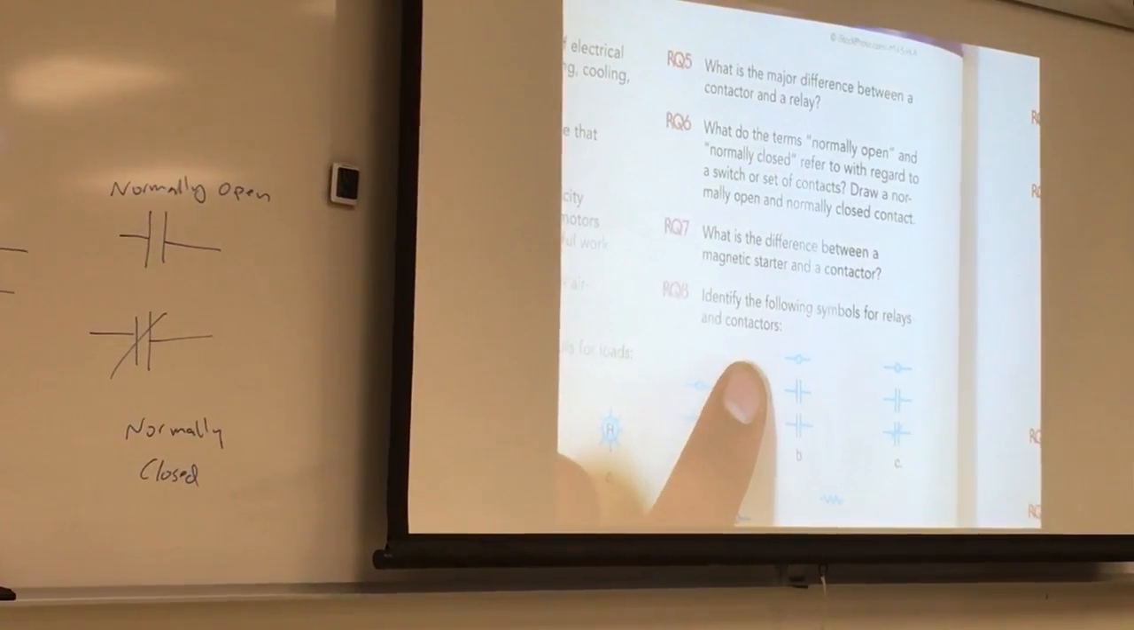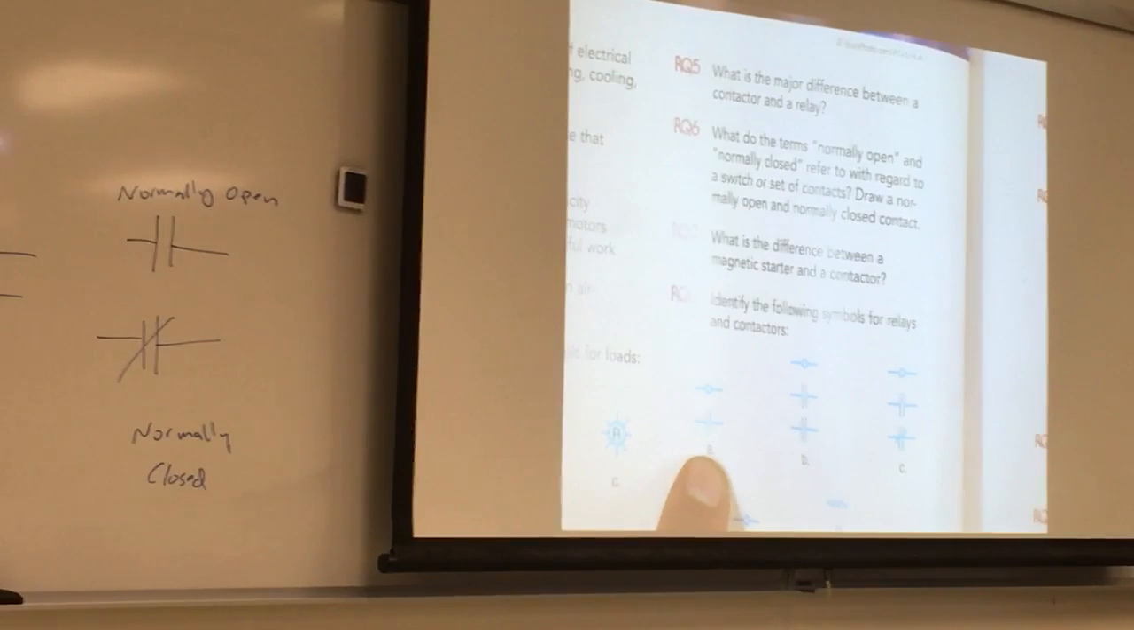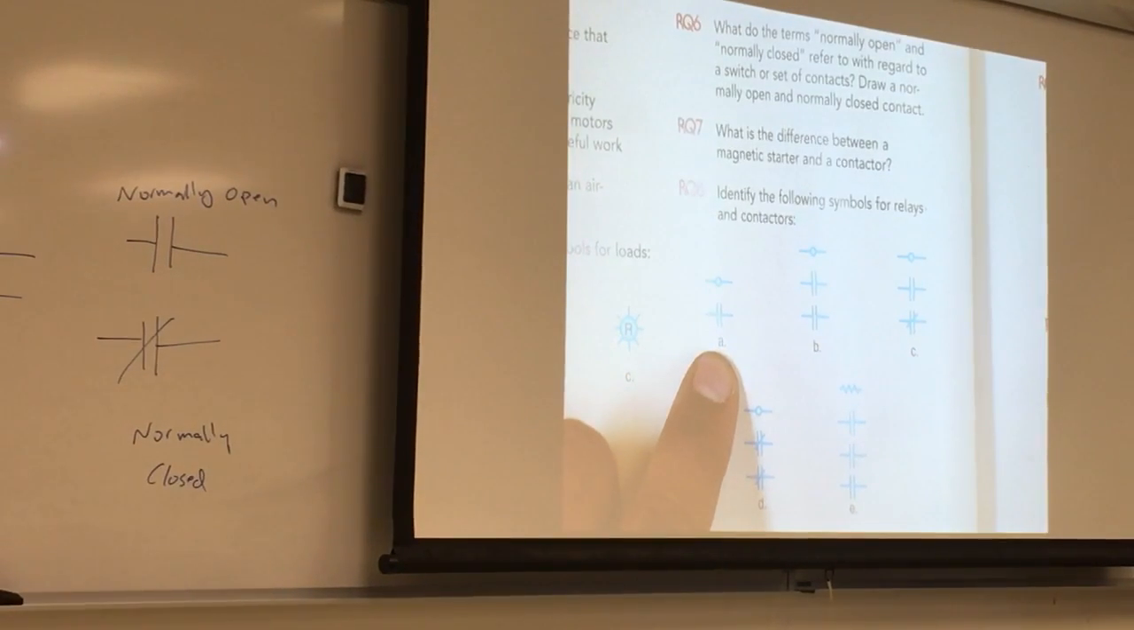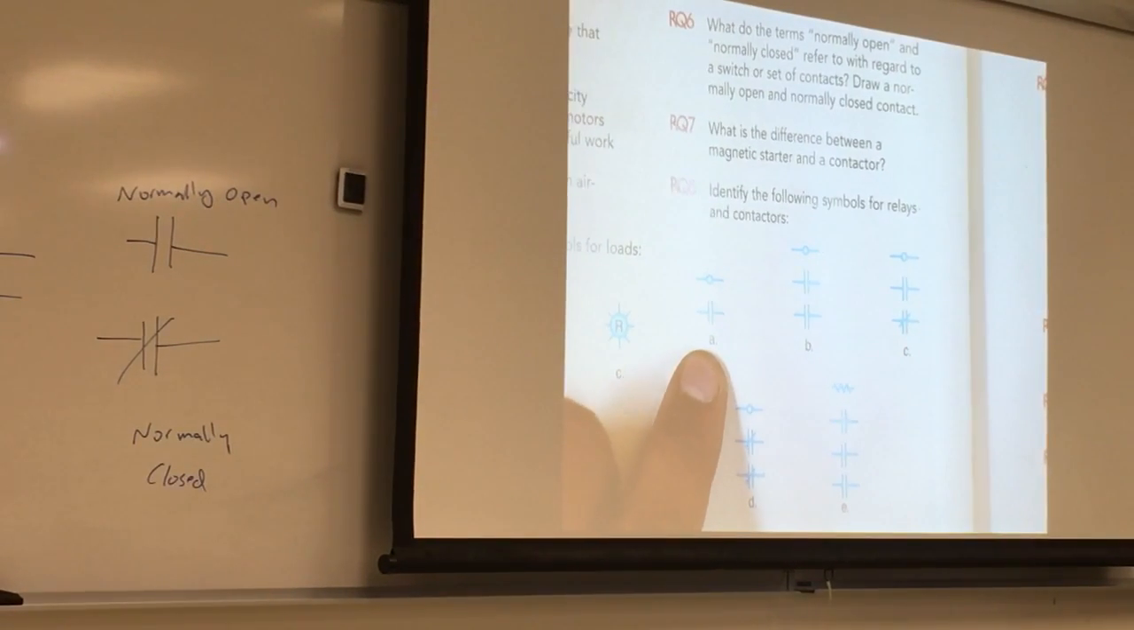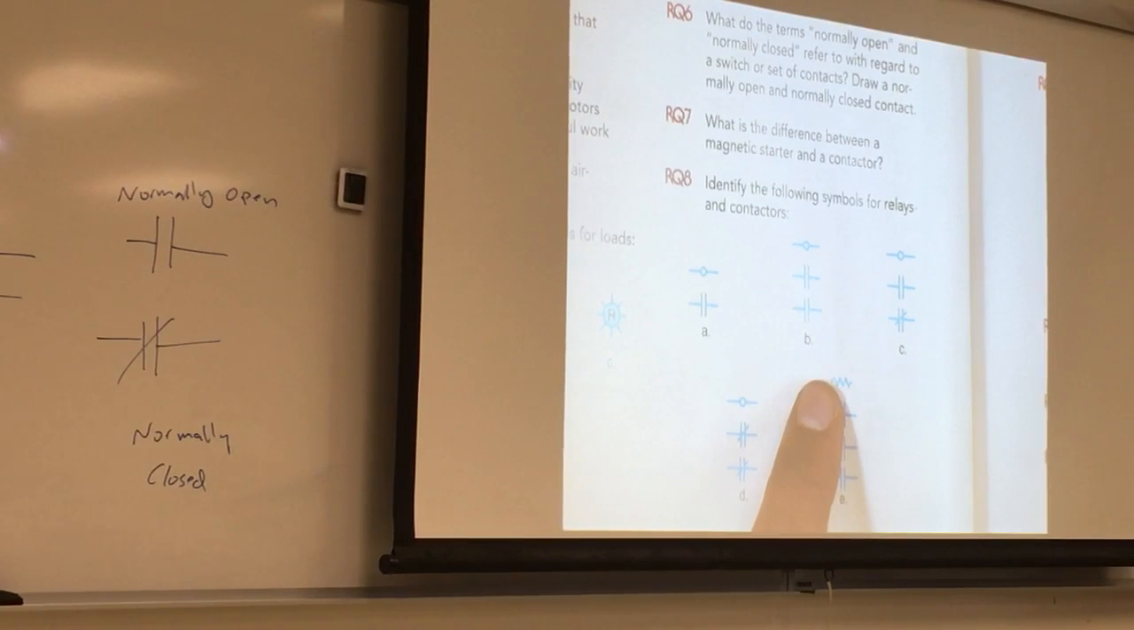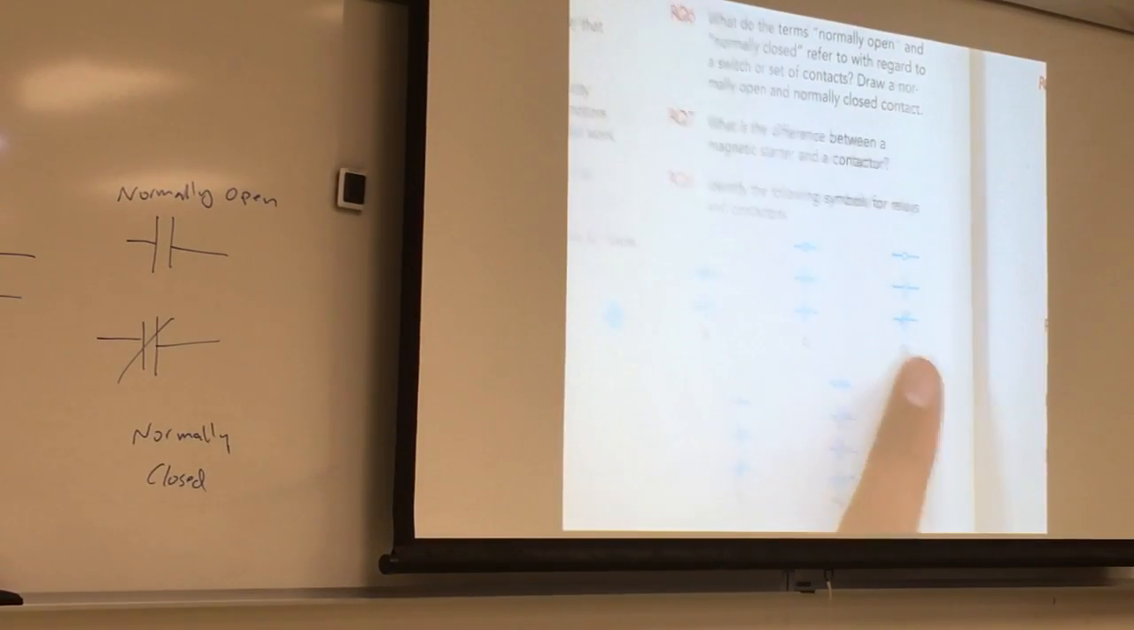Identify the following symbols for relays and contactors. What does that look like? Looks like a relay. Manual. Yeah, contact. Is it normally open, normally closed? Normally open. Single pole or double pole? Single pole. What about B? Double pole, normally open.